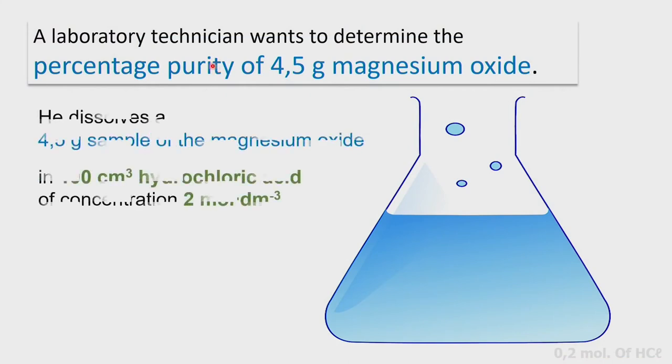Now, here's my plan. They give us some more information. They say this technician dissolves 4.5 grams of magnesium oxide, that's now white powder, in 100 cubic centimeters of hydrochloric acid of concentration. Oh, you're going to say, this sounds very difficult, these word sums, but you will notice that I highlight important things: 4.5 gram magnesium oxide, 100 cubic centimeters or milliliters of hydrochloric acid, and the concentration of the hydrochloric acid is 2 mole per cubic decimeter. Easy peasy.